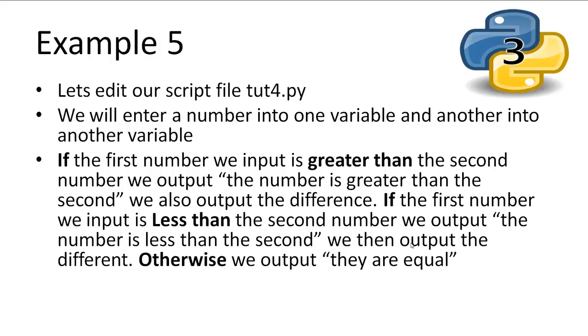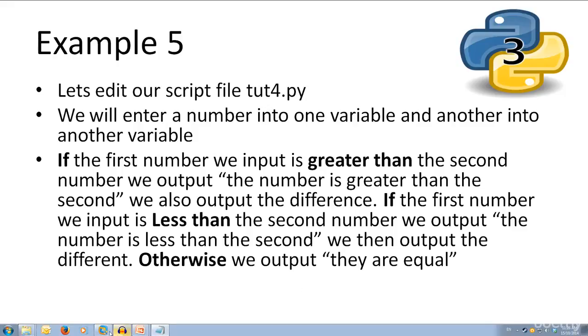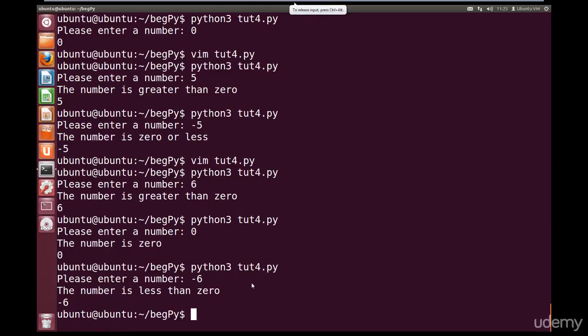And we're going to have an else if to check if it's less than, and we'll print out the difference and that it was less than. Else we're going to print out that the numbers are equal. Okay, so let's come back over to Ubuntu here, and we're going to edit our toot4.